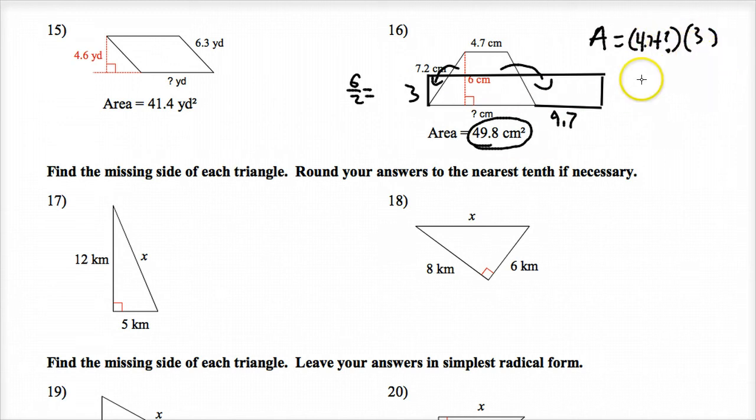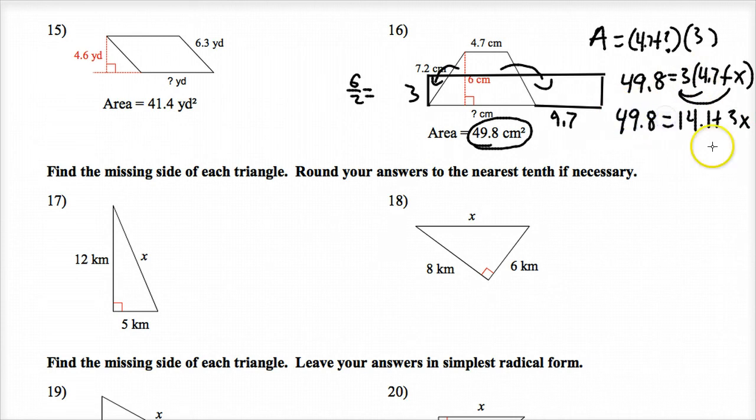They tell us that it's 49.8, so I'd have 49.8. Let's call that something x, equals 3 times 4.7 plus x. This could turn into a distributive property, where I've got to solve an equation here. That would be 12 and 2.1, so 14.1 plus 3x, because I've got to multiply the 3 to both pieces, equals 49.8. And from here, you just do solving and then divide by 3, and you would find x.